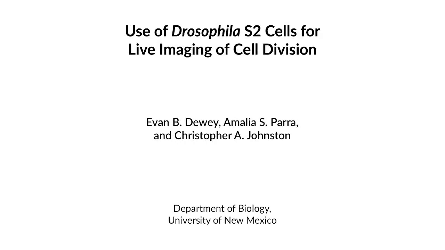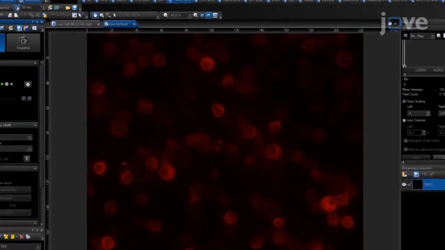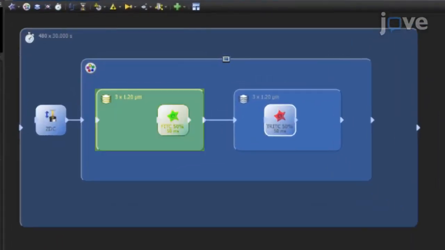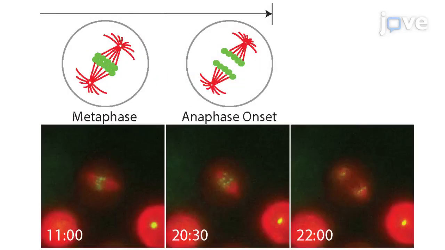This protocol can be used to determine spatial and temporal dynamic events during mitosis, and can also be used to visualize the effects of mitotic regulators in real time. Using dual color imaging allows a simultaneous analysis of two molecular markers. For example, we can visualize the microtubules of the mitotic spindle and the kinetochore structure of replicated chromosomes.